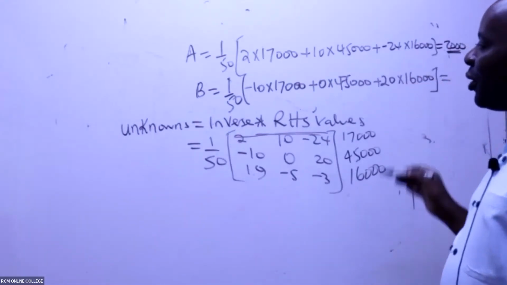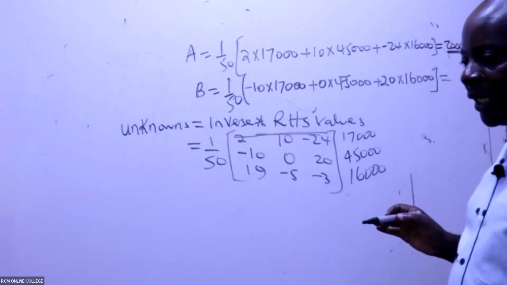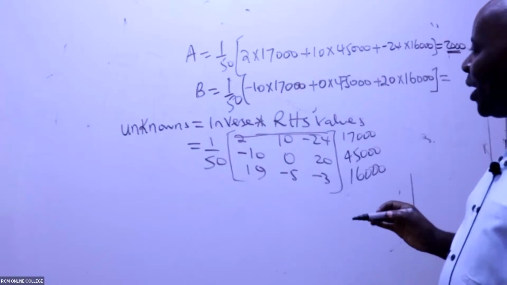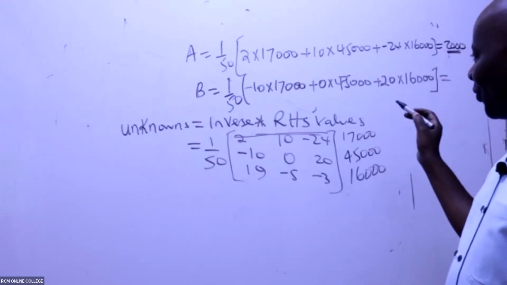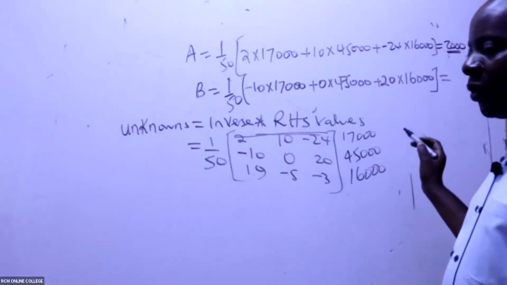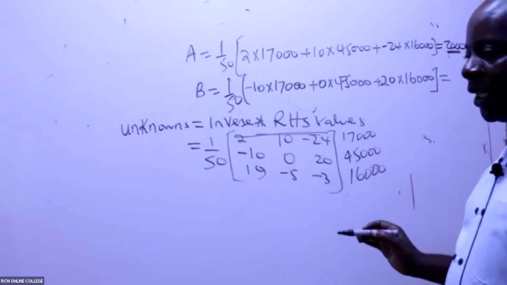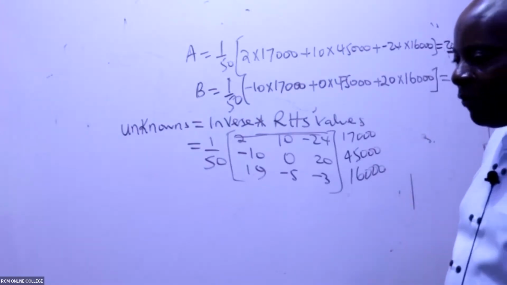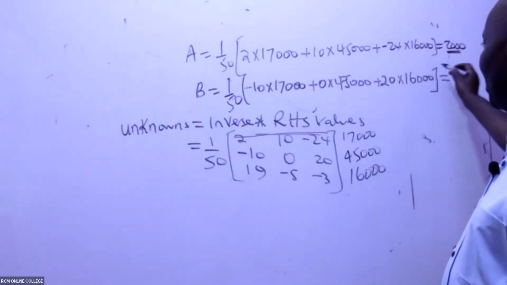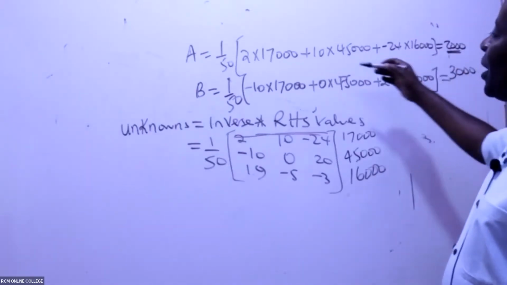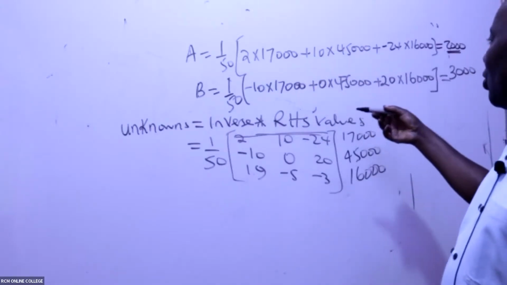First of all, finish what we have in brackets: minus 10 times 17,000 plus 0, of course, plus 20 times 16,000 equals whatever you get, then divide by 50. I'm given a figure of 3,000. Dividing by 50 is the same as saying times 1 over 50. Then now you go to C.